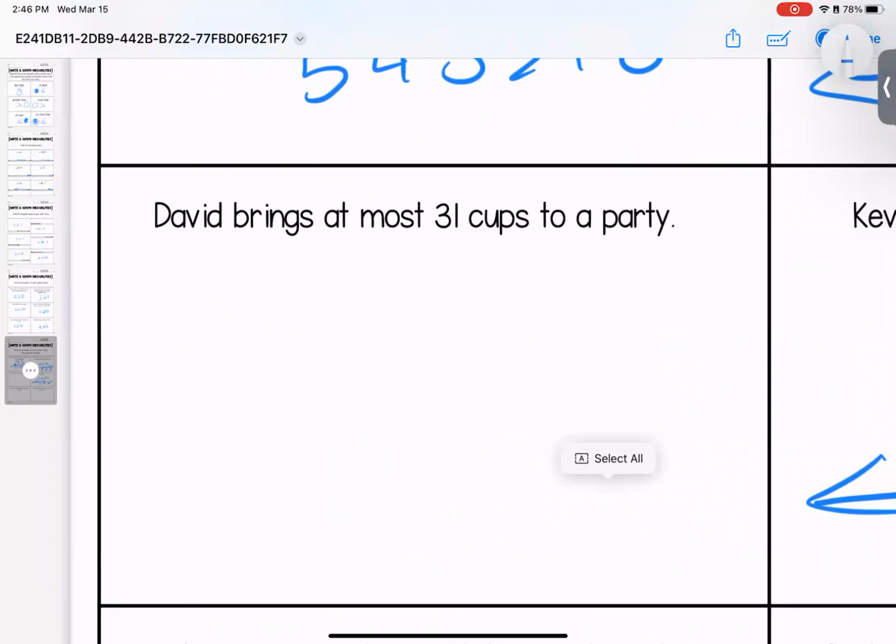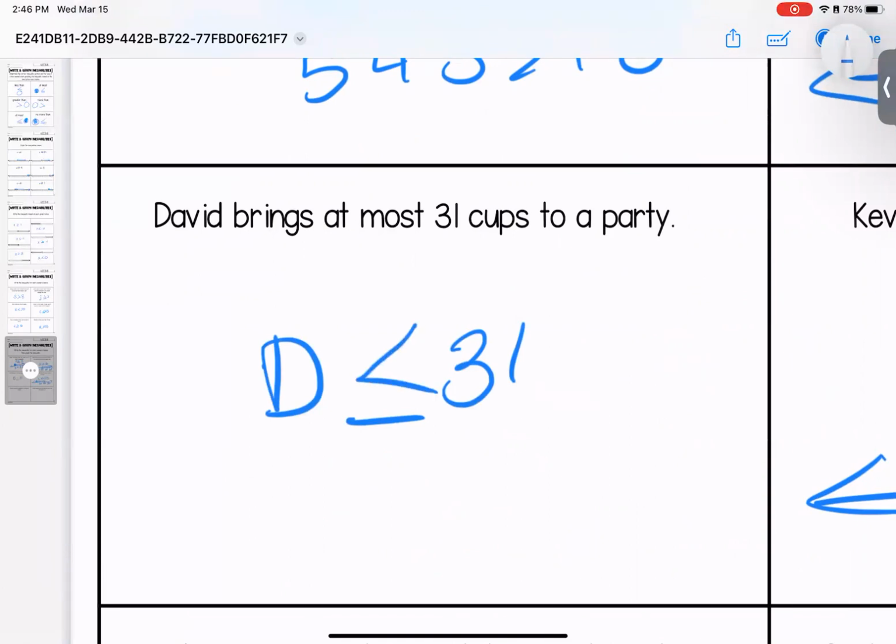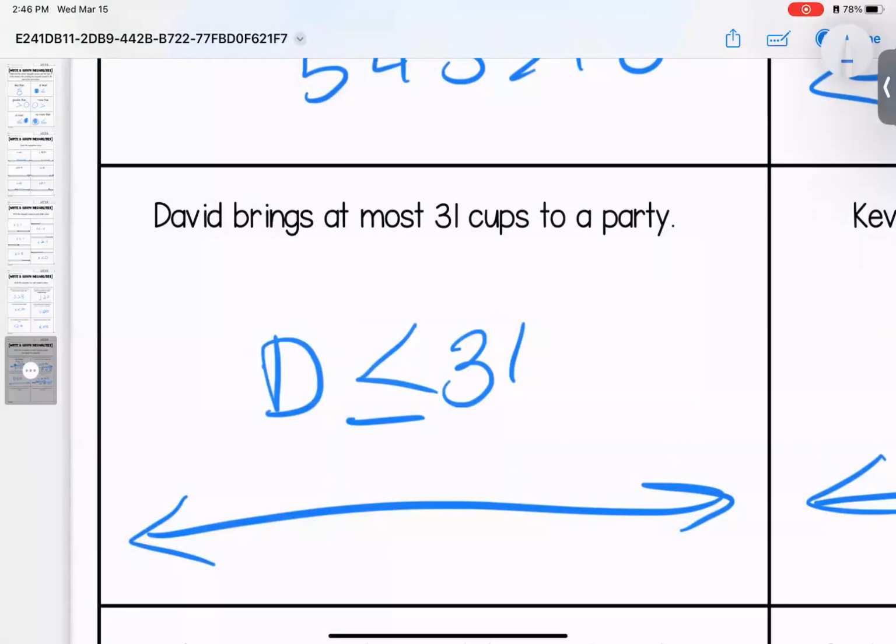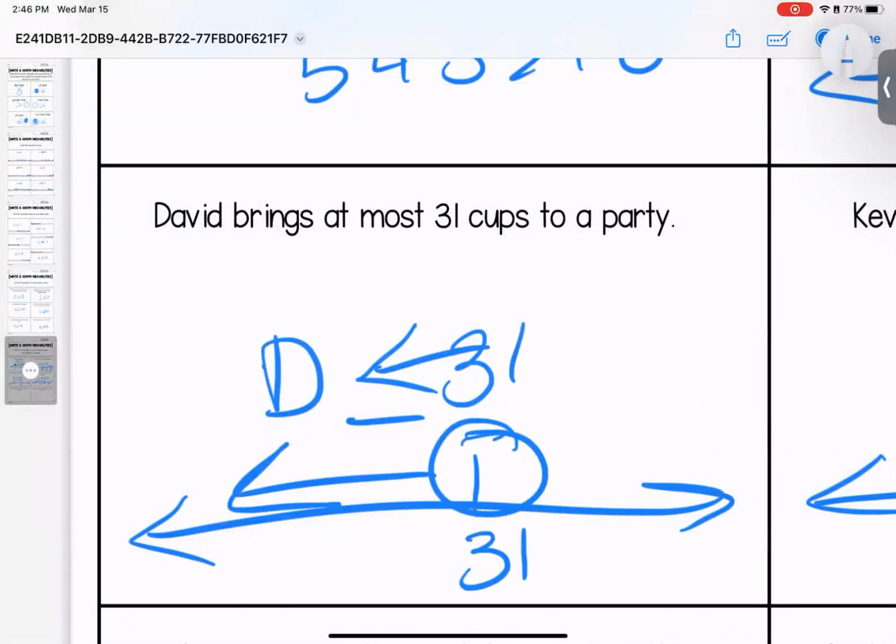David brings at most 31 cups to the party. Since they said at most, that's going to be an equal sign. So the biggest number is going to be 31. Anything that is less than 31 is going that way. So if we put our 31 here, I'm going to fill in my circle and I'm going to draw it this way. Oh, I think we're having some power problems.